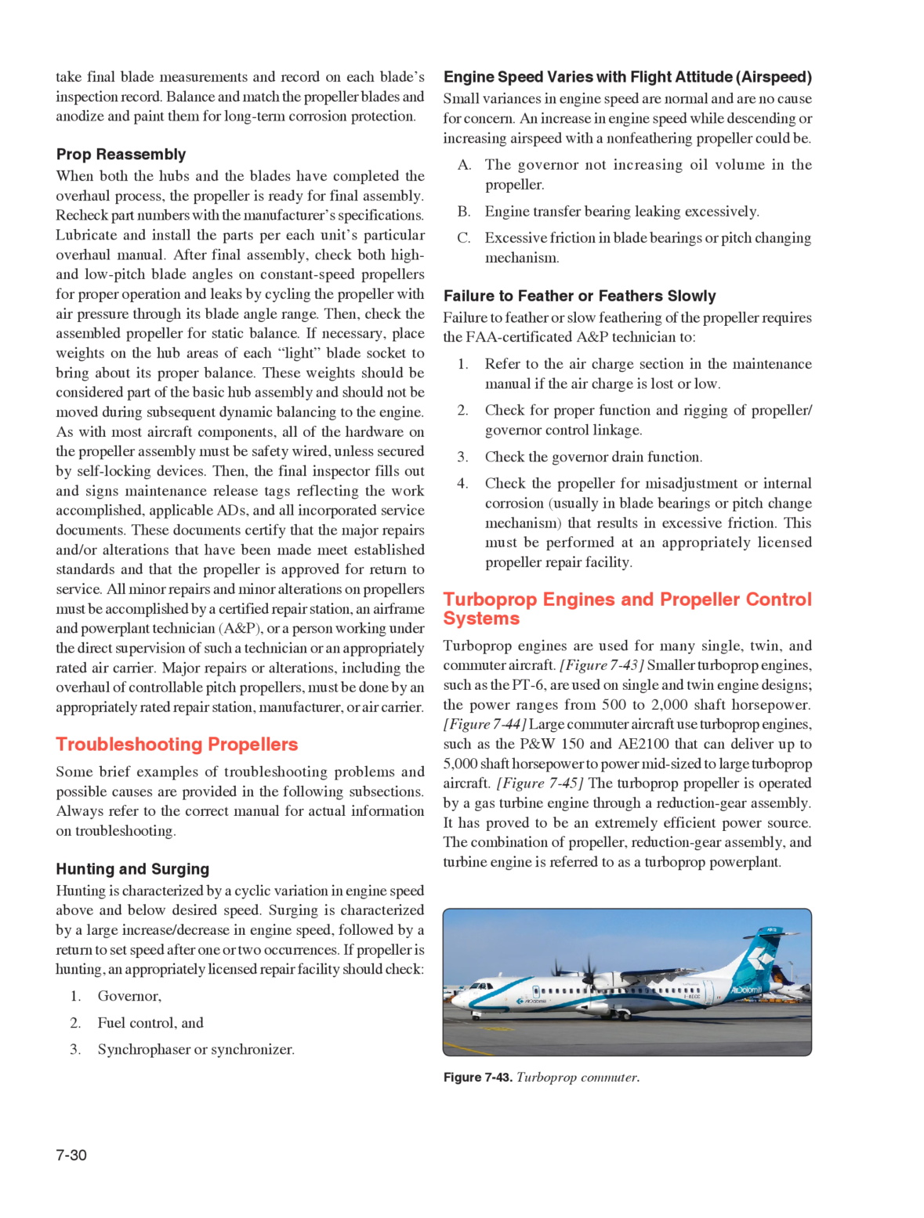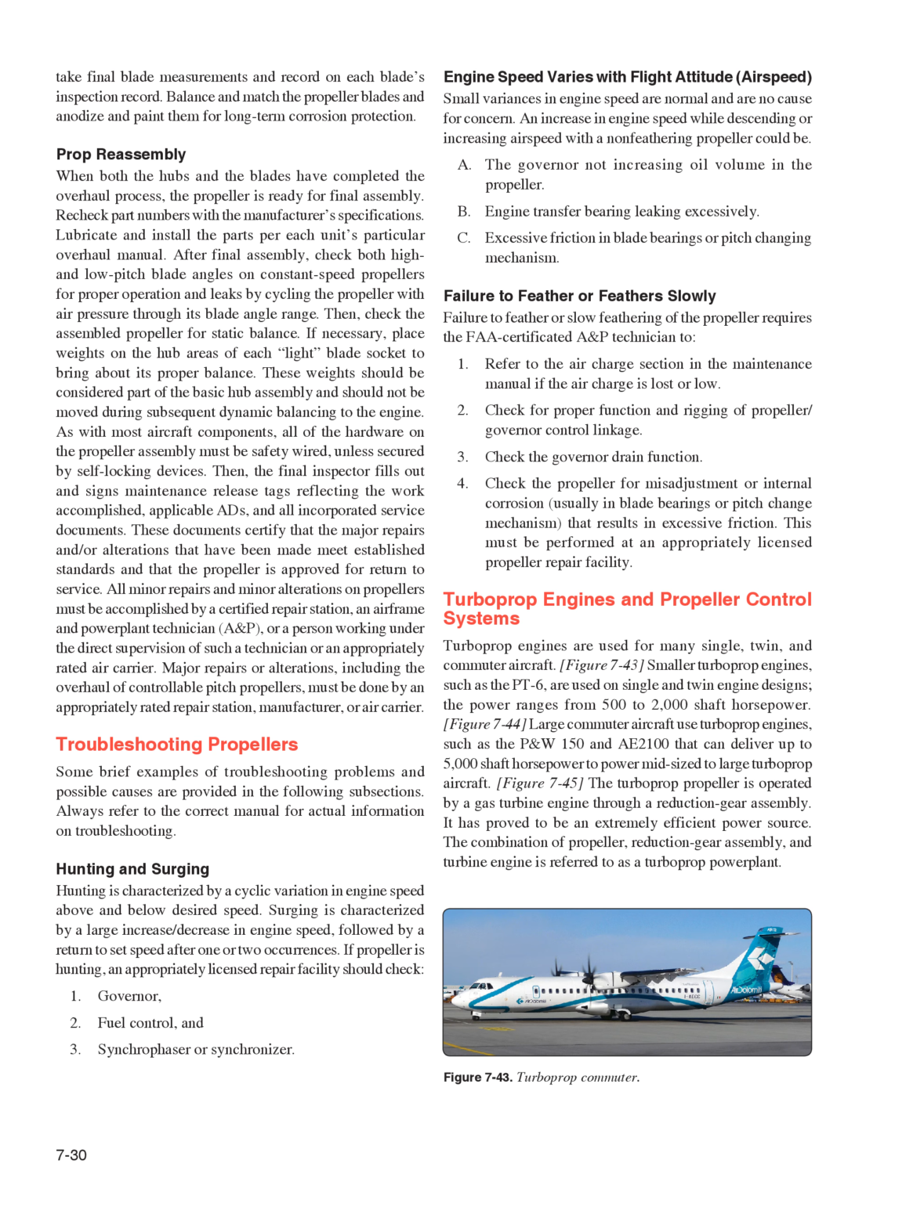Figure 743, smaller turboprop engines, such as the PT-6, are used on single and twin engine designs. The power ranges from 500 to 2000 shaft horsepower. Figure 744, large commuter aircraft use turboprop engines, such as the P&W 150 and AE 2100 that can deliver up to 5,000 shaft horsepower to power mid-size to large turboprop aircraft.